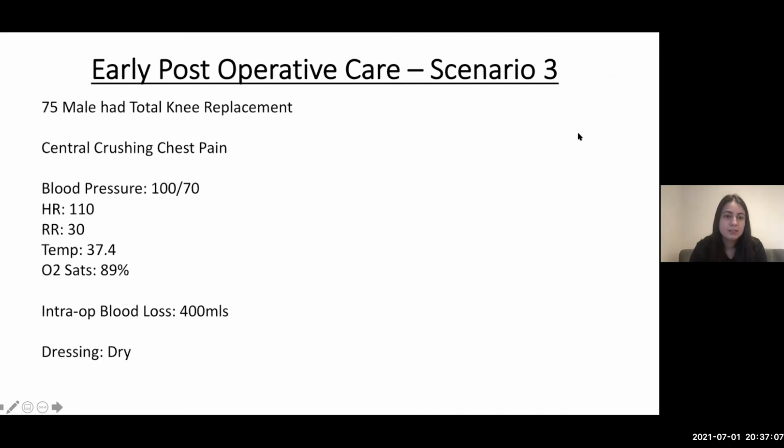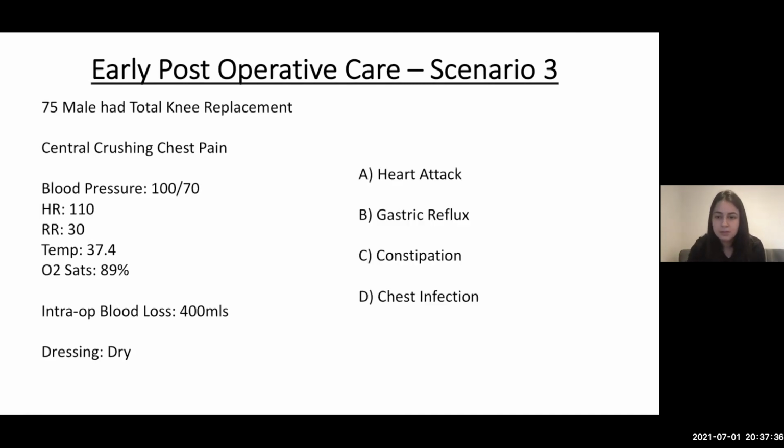Scenario number 3. So a 75-year-old man had total knee replacement. He tells you he's got central crushing chest pain. His blood pressure is slightly low at 100/70. His heart rate is raised at 110. The respiratory rate is 30, which is also raised. Temperature normal at 37.4, and the O2 sats are low for him at 89%. His intraoperative blood loss is 400 mils, which you know is satisfactory, and the dressing is dry. So is this patient having a heart attack, gastric reflux, constipation, or a chest infection?